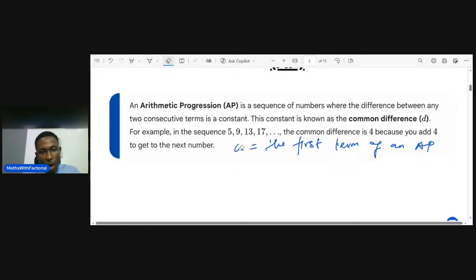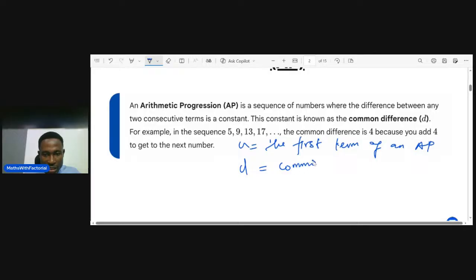They're very necessary in your JAM. A is always the first term, whether in arithmetic progression or geometric progression. The first term in this particular sequence is 5. The common difference is 4. That is, d is the common difference.